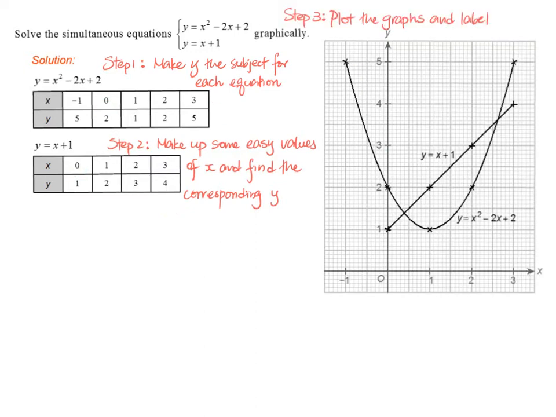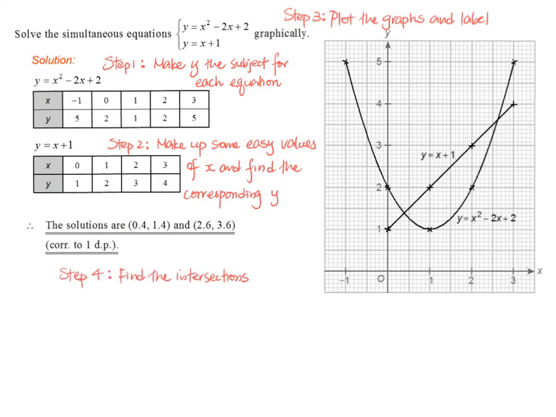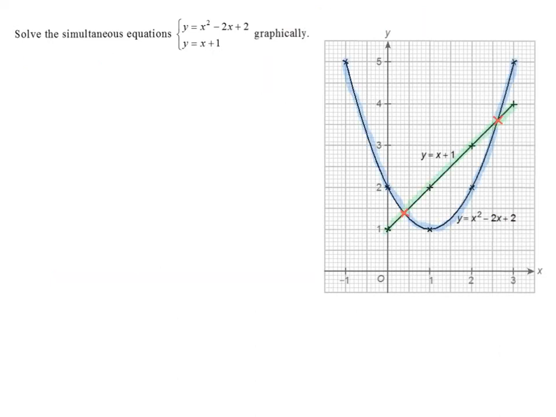Then we plot the graphs together, and of course we label each of the equations. And finally, you find the intersection points. In this case, it's this point and this point. Now, because we have a quadratic along with a linear, it's reasonable to have two solutions, right?